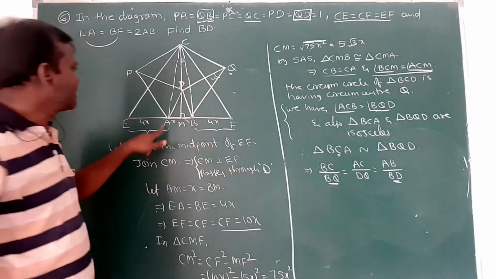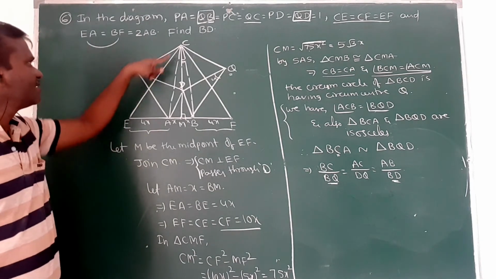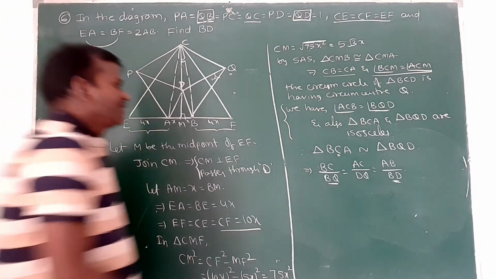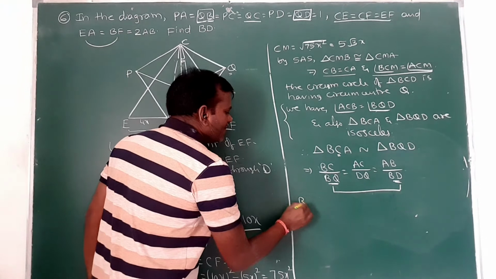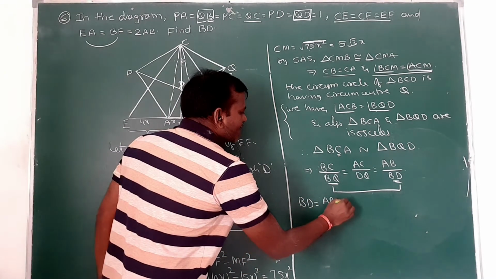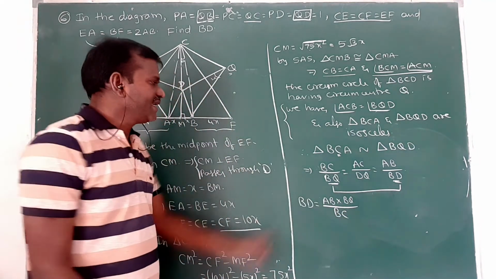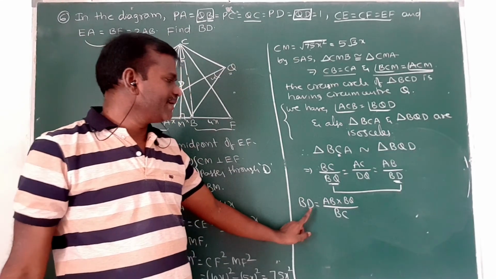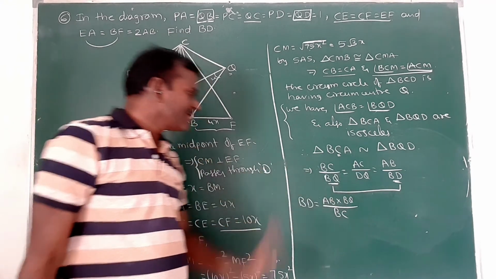BC and AC lengths are equal. So what is AC length here? Okay. So if I equate these two, then I am getting BD is equal to AB into BQ by BC. Finding BD is important here. So BD can be written as AB into BQ by BC.